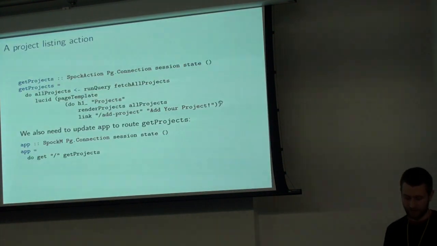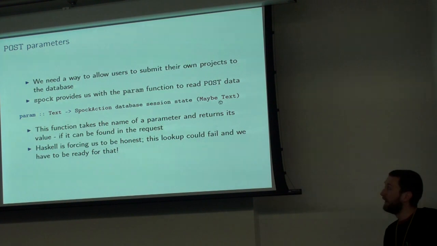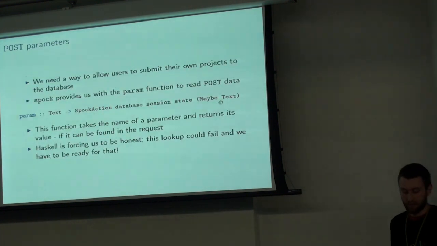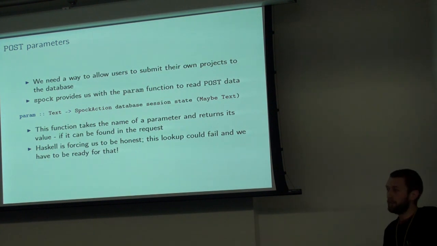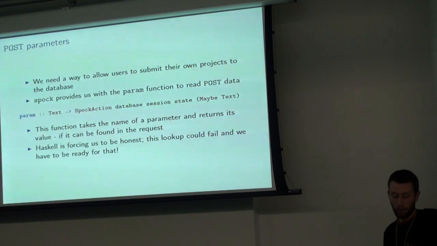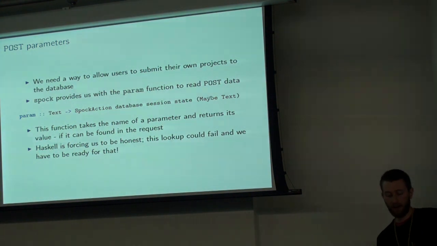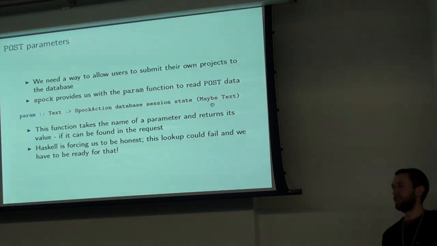So the very last thing that we need to do now is to start allowing people to submit data to this application. So Spock gives us a way to read post parameters. Post parameters in HTTP, if you're not familiar, is basically what happens when you submit a form. And to read post data from a request, we have to specify the name of the parameter. And then Spock's going to give us back a Maybe Text value that corresponds to that parameter.